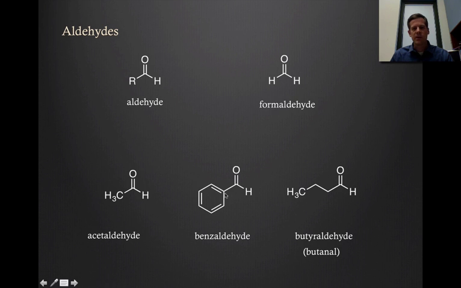So this is a benzene ring with an aldehyde coming off. But in general, what you're going to see is structures with an al at the end of the name. So this is an aldehyde. Again, it's commonly called butyraldehyde, but you will oftentimes also see it called butanal, and you'll see other longer structures with the al at the end of the name, and that means aldehyde.